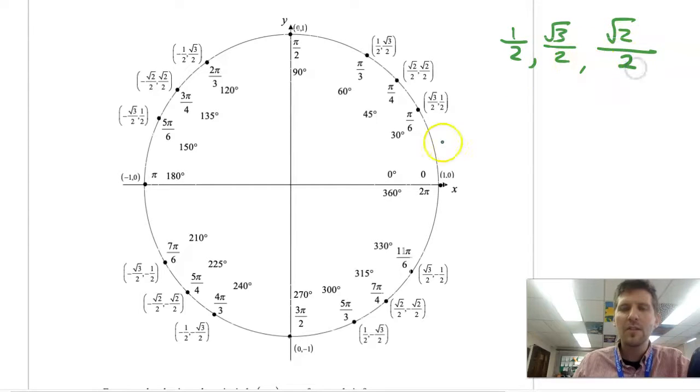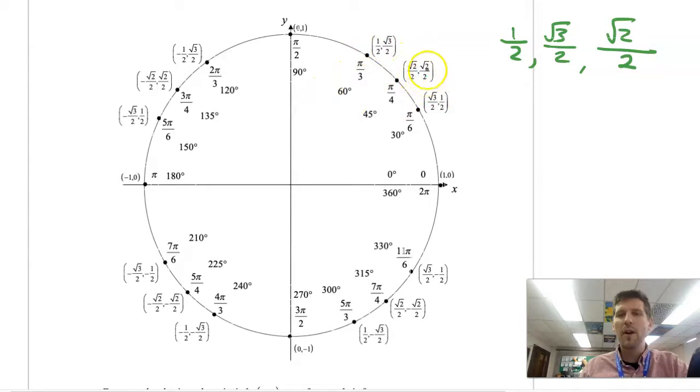All of these are either multiples of 30, 60, or 45 degrees, so they're all going to be one of these. Just know that root 3 over 2 is longer than 1/2. So for instance, for this pi over 6 angle, you can see the x value, or the cosine, is root 3 over 2. The sine is 1/2. Those are flipped for 60 degrees.